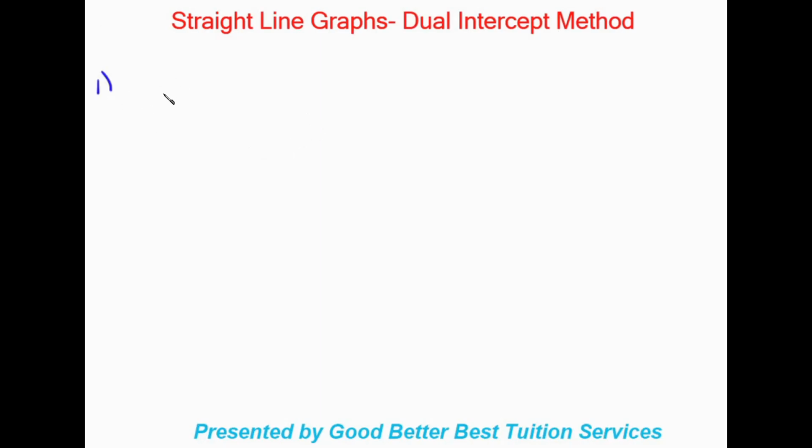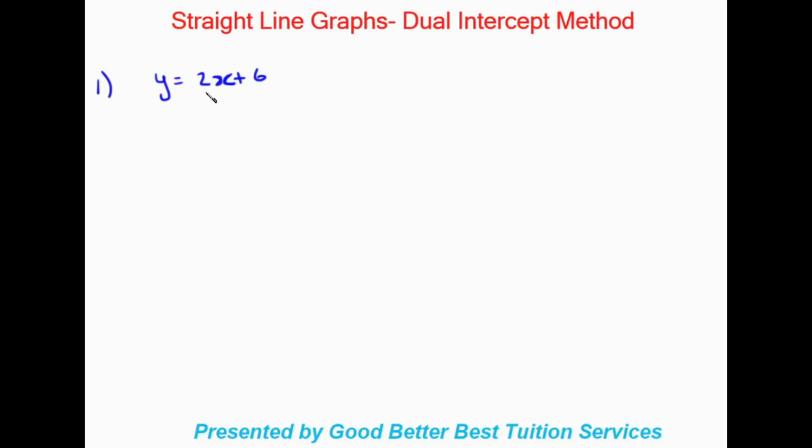So for the first example, we get given an equation for a straight line graph that is y is equal to 2x plus 6. Okay. So when it comes to the dual intercept method, we need to follow these specific steps, and this will help us to understand what we're doing a lot better. Okay. So the first thing you need to do is identify your gradient.